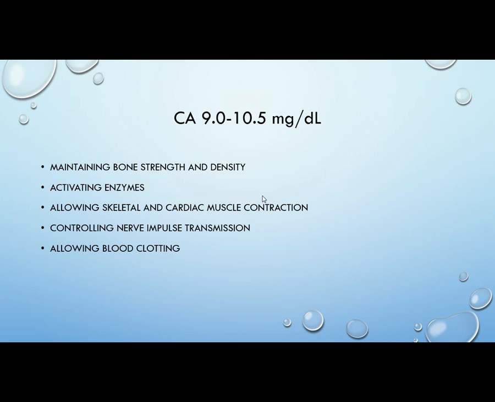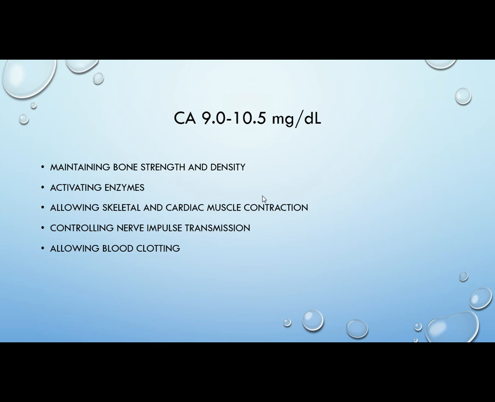Calcium is needed to maintain bone strength and density. Okay? It activates enzymes. It allows skeletal and cardiac muscle contraction. It helps control nerve impulse transmission, and it allows blood clotting. Okay? The function is closely related to phosphorus and magnesium. They have 2 positive charges and exist in the body as bound or free forms, either one. The bound is attached to the serum proteins, especially albumin. The free are active forms, and they are kept within a narrow range in the extracellular fluid.